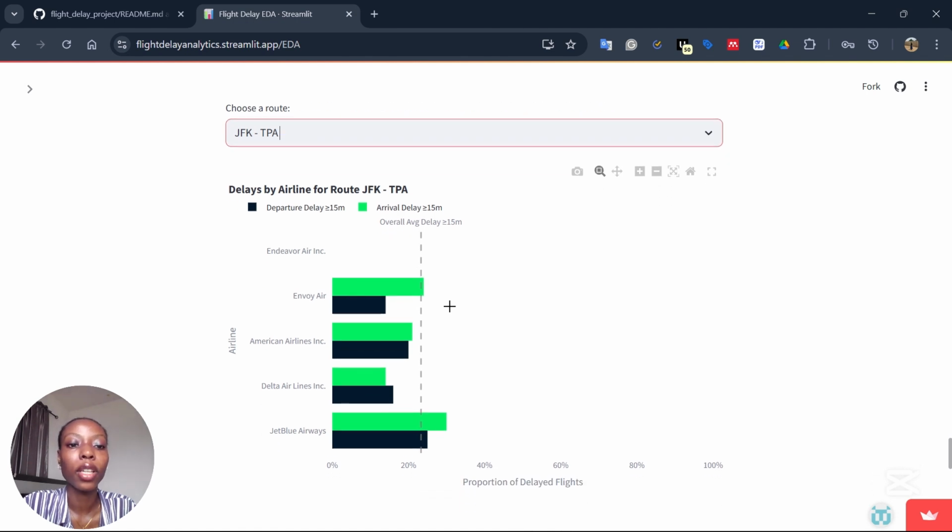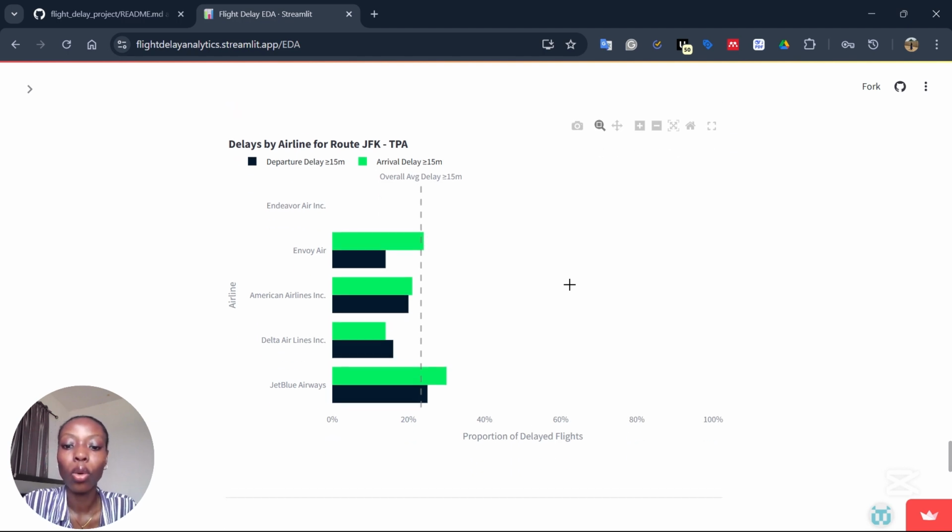On the JFK to TPA route, you can see that there are varying delay rates across different airlines. JetBlue Airways has a total of 1,684 flights, and the delay rate for departure is 25% and arrival is 30%, compared to Delta Airlines, which manages delay rates at 16% and 14%. So we can see that even on the same route, your airline of choice still affects your delays.